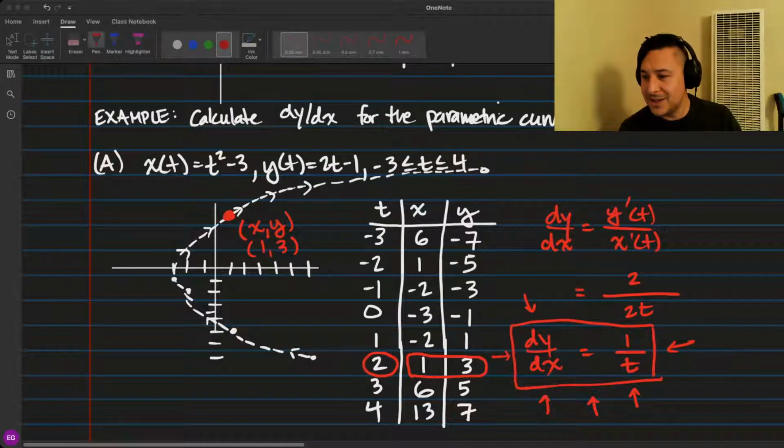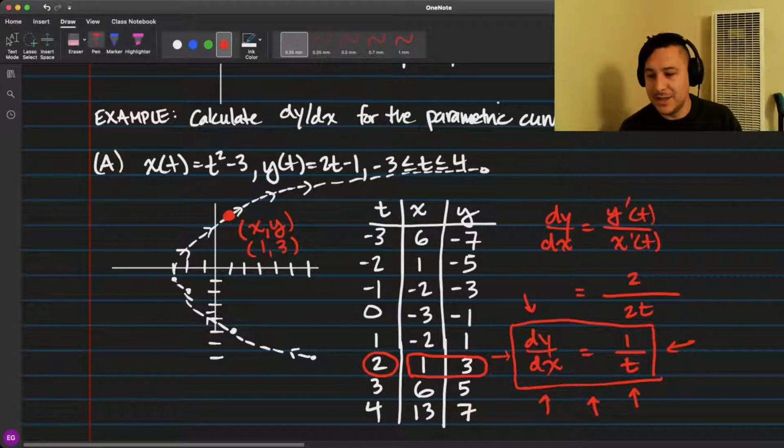Yeah, what's your question? The 2's do cancel. It is. It's 1 over t. It says right down here.